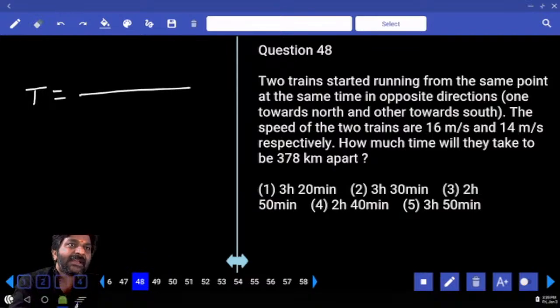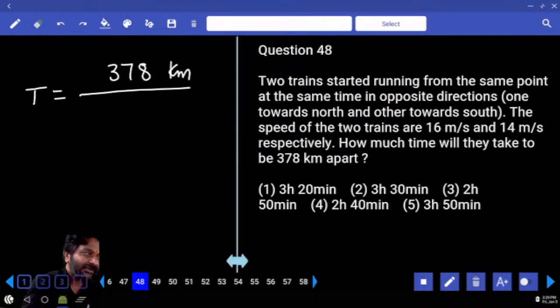How much distance are they expecting? 378 kilometers distance. Then speed must be in kilometers per hour, then time will be in hours. Kilometers, kilometer per hour, time will be hours. Go to options.